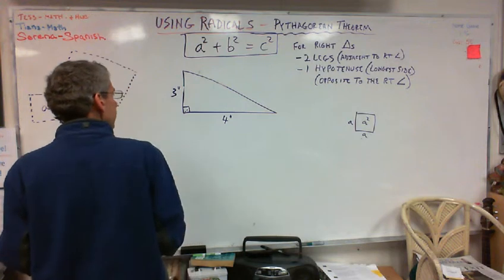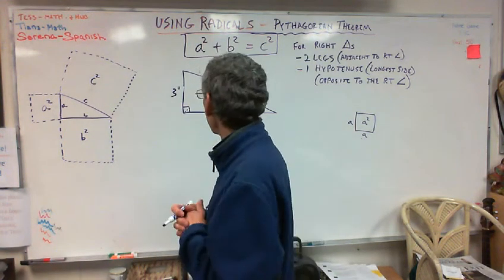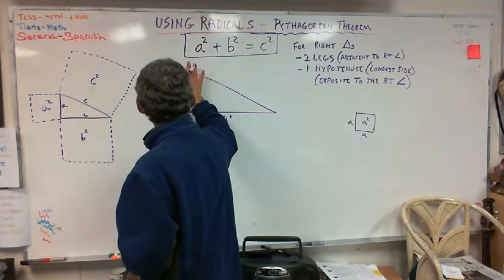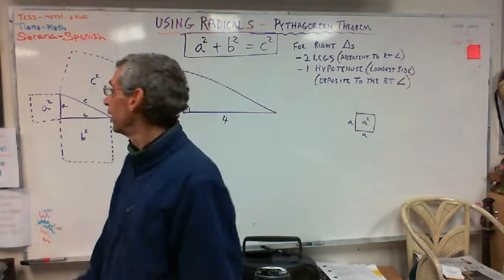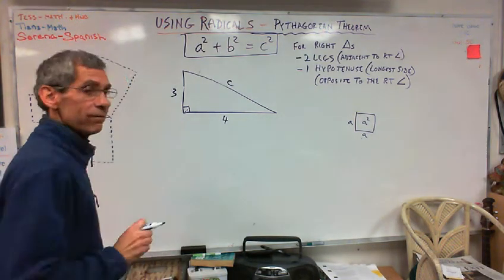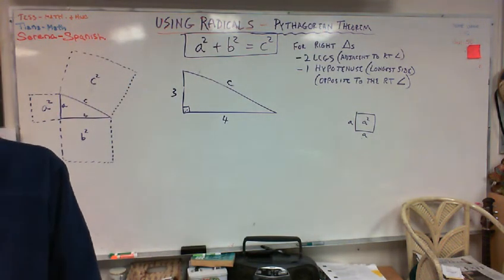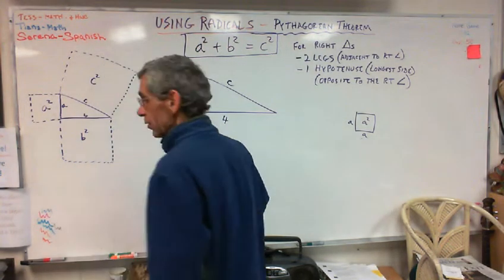No, it's not inches though, right? Maybe I shouldn't say inches. We'll just call them units. There's 3 units and there's 4 units, and we're asked to find the third side, the length of the hypotenuse. So I want to know how long the hypotenuse is.